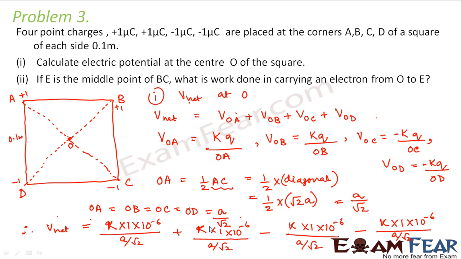Now if you look at these terms, you can see that each of them cancels the other. Therefore the net potential comes out to be 0. Right? So the net potential at the center of the square is 0. So this solves the first part of the question. Now let us concentrate at the second part. It says if E is the middle point of BC. So let us solve this in the next slide.